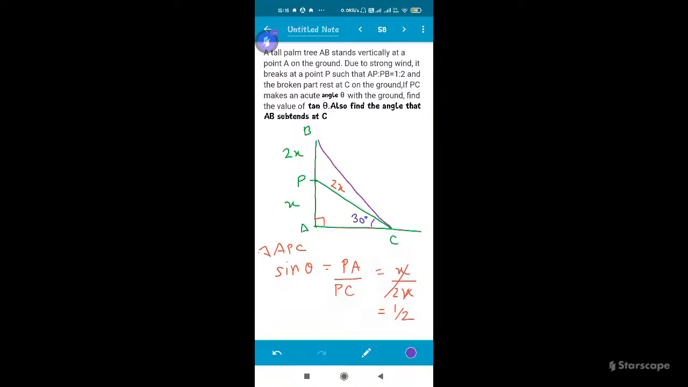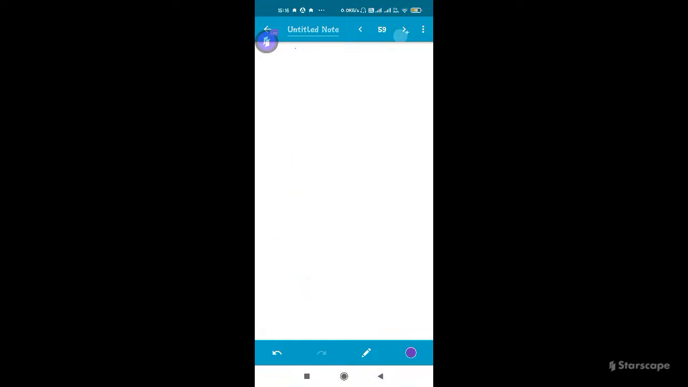But now your question is not that you have to find the value of theta, you have to find the value of tan theta. So how do we do it? First of all, we have to find the base, because without base we cannot find tan theta. So AC is the base. We have to simply apply Pythagoras theorem. So 2x is the hypotenuse. So 2x square will be equal to x square plus AC square. Hypotenuse square is equal to height square plus base square, isn't it?